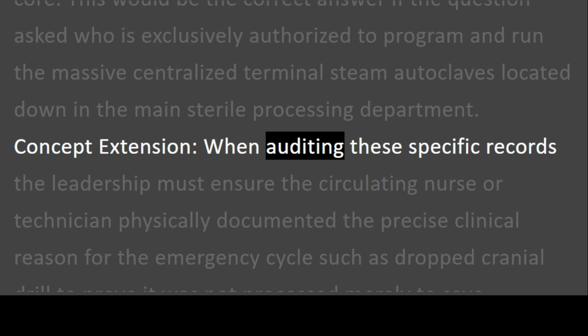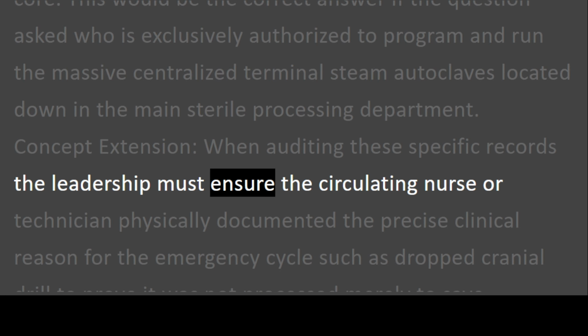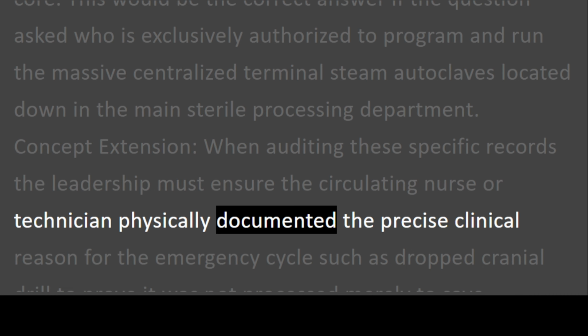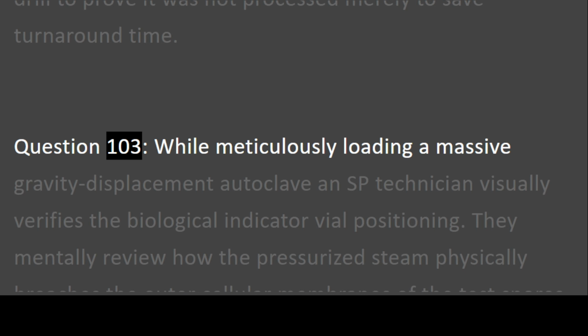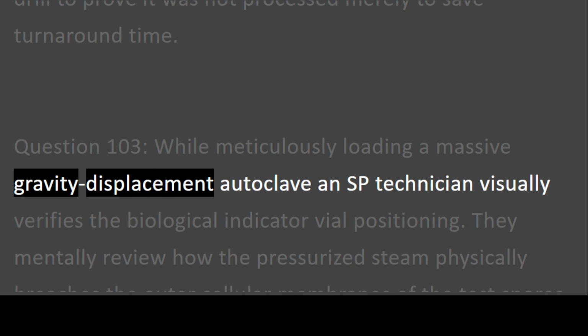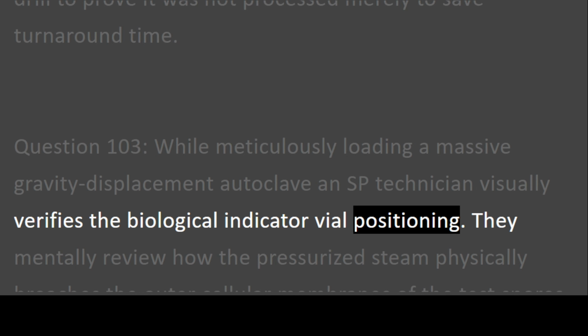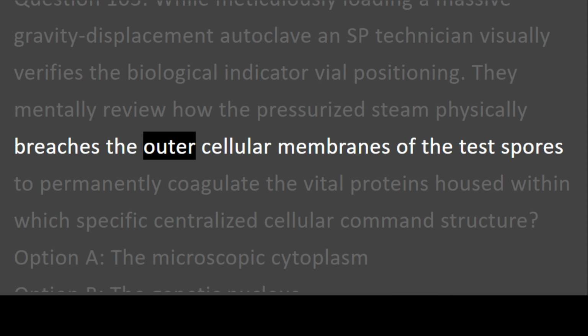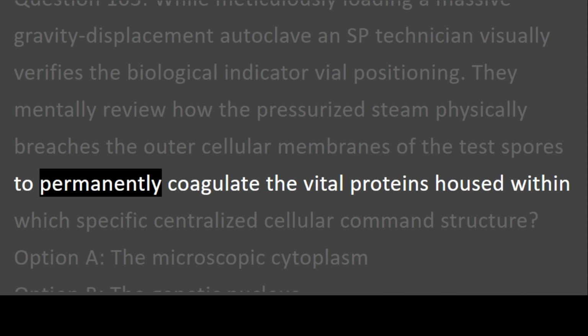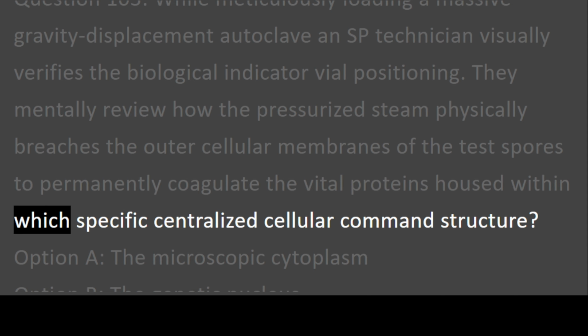Concept extension. When auditing these specific records, the leadership must ensure the circulating nurse or technician physically documented the precise clinical reason for the emergency cycle, such as dropped cranial drill, to prove it was not processed merely to save turnaround time. Question 103. While meticulously loading a massive gravity displacement autoclave, an SP technician visually verifies the biological indicator vial positioning. They mentally review how the pressurized steam physically breaches the outer cellular membranes of the test spores to permanently coagulate the vital proteins housed within which specific centralized cellular command structure.